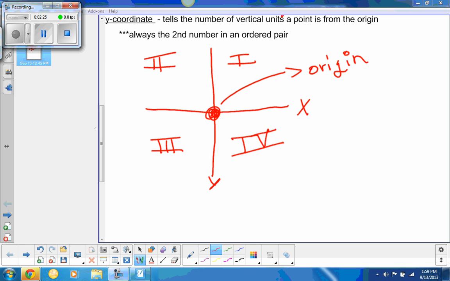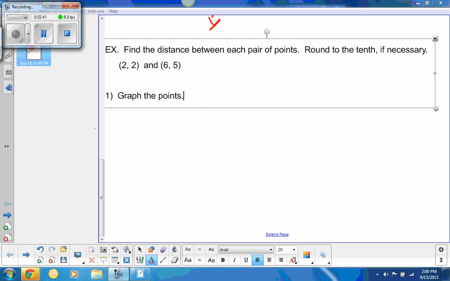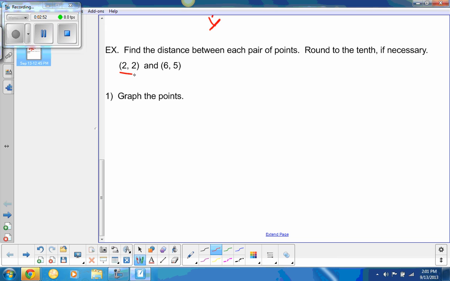We can use our information about the Pythagorean theorem to be able to figure out the distance between points on this coordinate plane. And we're going to do an example right now. So our example is, if we're going to find the distance between the pair of points, we're going to round to the tenth if we need to. Our points are 2, 2, and 6, 5.